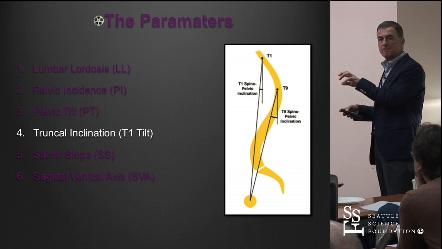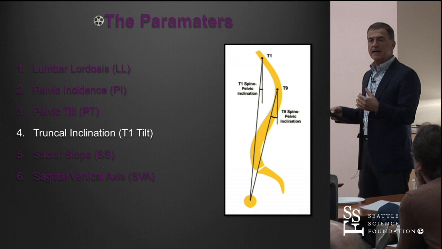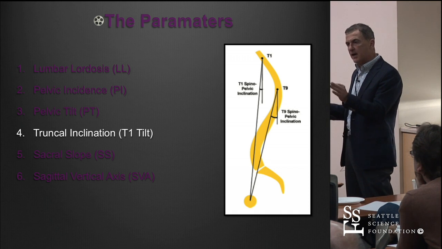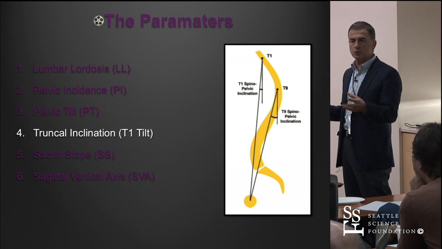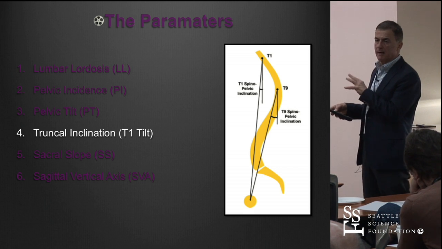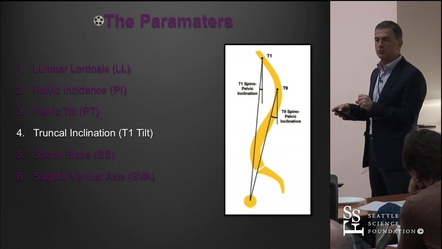SVA is measured in millimeters, so it's anterior decompensation. And again, it depends on calibration of your films. You have to put a magnification marker and do some math in order to get to the values. With the T1 SPI, it's angular. Again, theoretically, you can measure it in the OR. We're still figuring out how to do that.